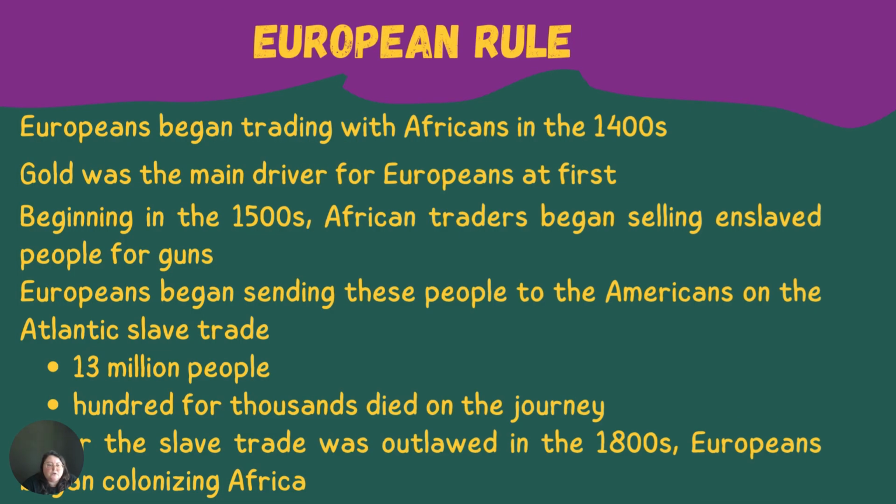European rule. Europeans began trading with Africans in the 1400s. We know that gold was the main driver for Europeans at first. But beginning in the 1500s, African traders began selling enslaved people for guns. Europeans began sending these people to the Americas on the Atlantic slave trade, and 13 million people were sold, and hundreds of thousands died on the journey. After the slave trade was outlawed in the 1800s, Europeans began colonizing Africa.